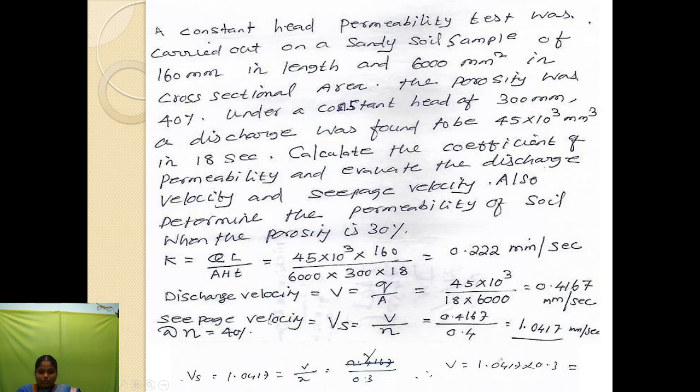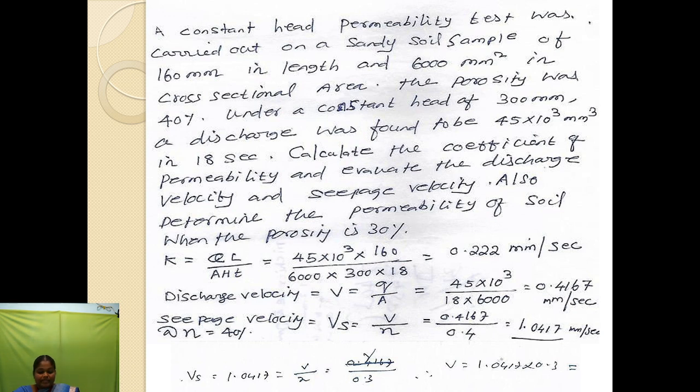The formula used is K equals QL by AtH. Another test is the falling head permeability test. The constant head permeability test is used for coarse grained soil only, where a reasonable discharge can be collected in a given time. However, the falling head test is used for relatively less permeable soil, where the discharge is small.